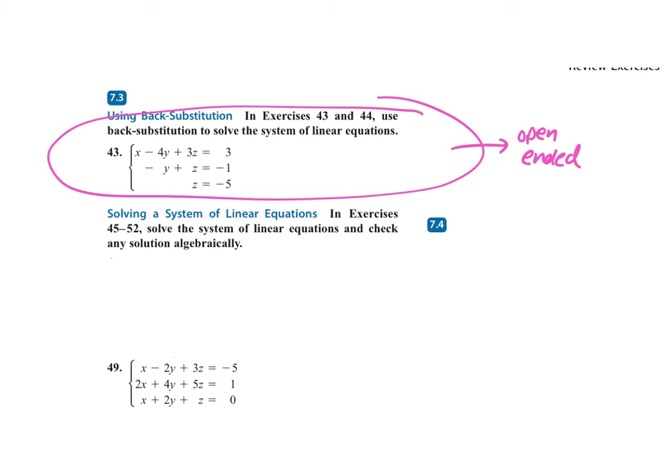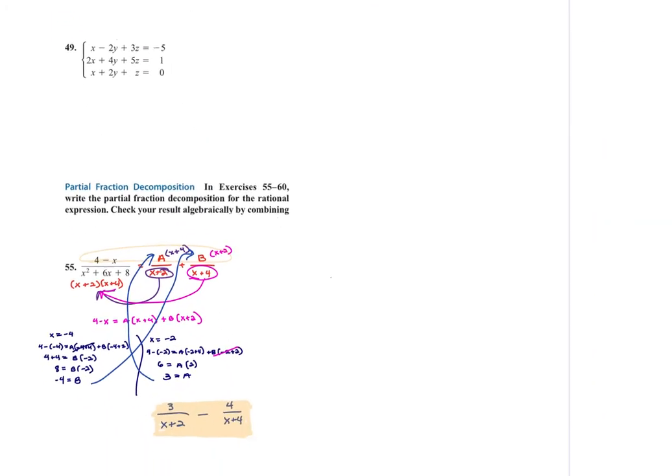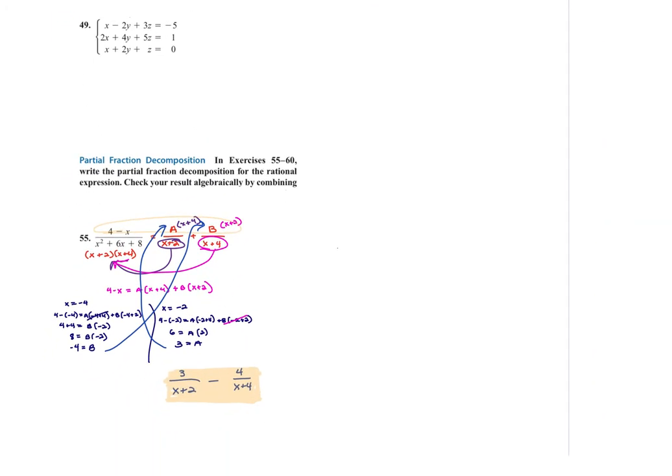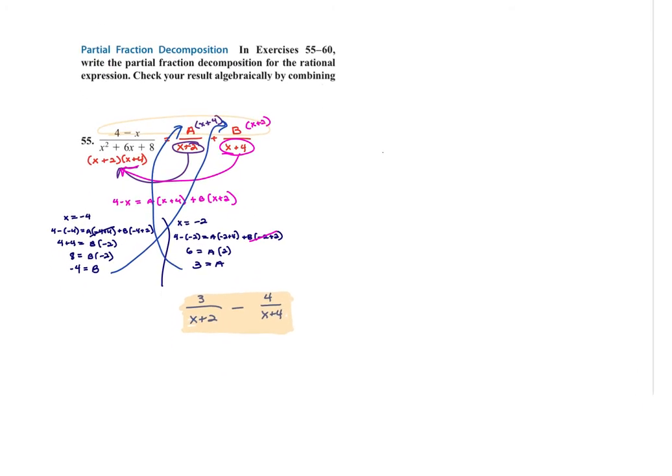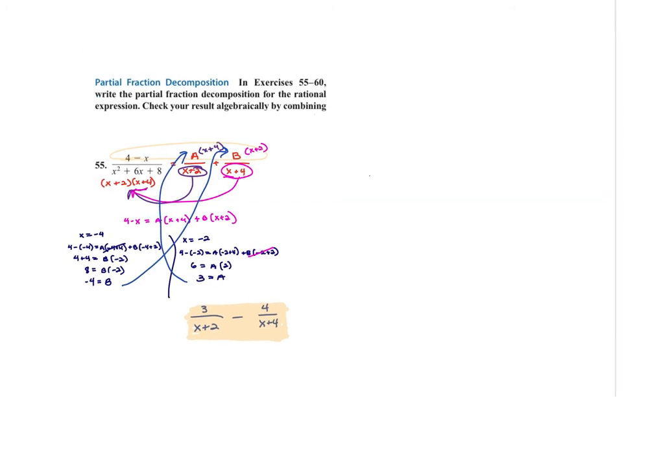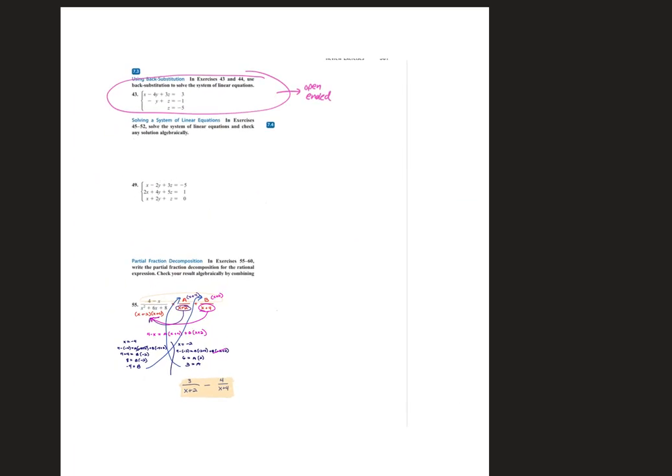49, you'll see something like that, but I think the directions on that one will either say use Cramer's rule or the matrices on it. 55 is your partial fraction decomposition. So remember with those, you want to factor out your denominator. Each term gets split up with an A or a B, and then you multiply by what's missing to figure out what goes in the place of the A's and the B's. So that was all 7-3.